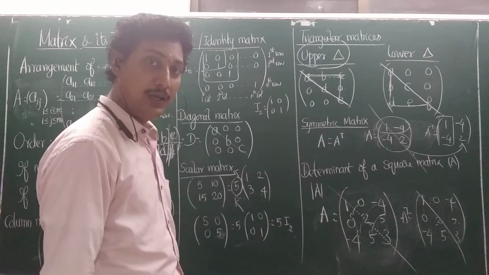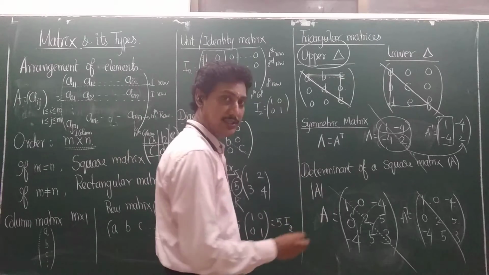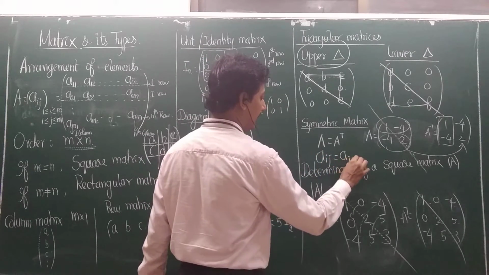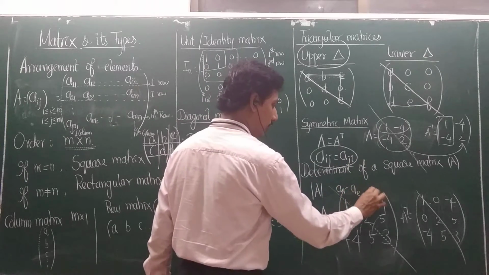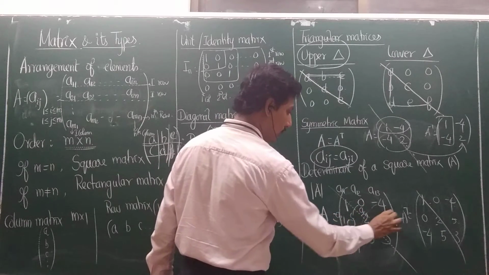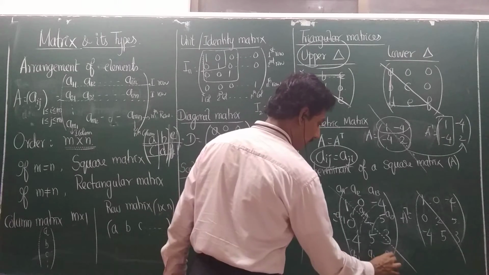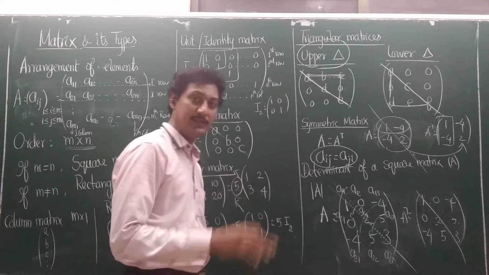That means that A transpose and A are the same means Aij is equal to Aji. What is Aij? So what is this element? A11, A12, A13. This is the element A21, A22, A23. This is the element A31, A32, A33. Now see that A11, A22, A33 is a diagonal, leave it.